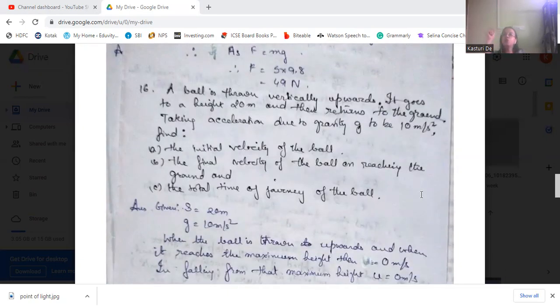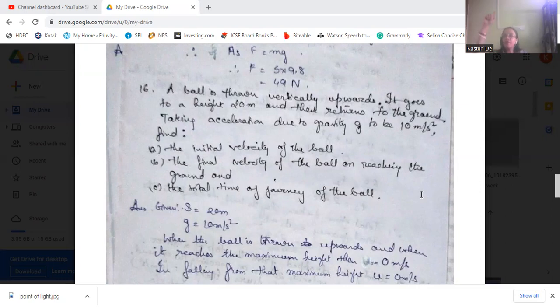Now a ball is thrown vertically upwards. It goes to a height of 20 meters and then returns to the ground. The acceleration due to gravity is taken to be 10 meters per second square. Find the initial velocity of the ball, the final velocity of the ball on reaching the ground, and the total time of the journey of the ball.